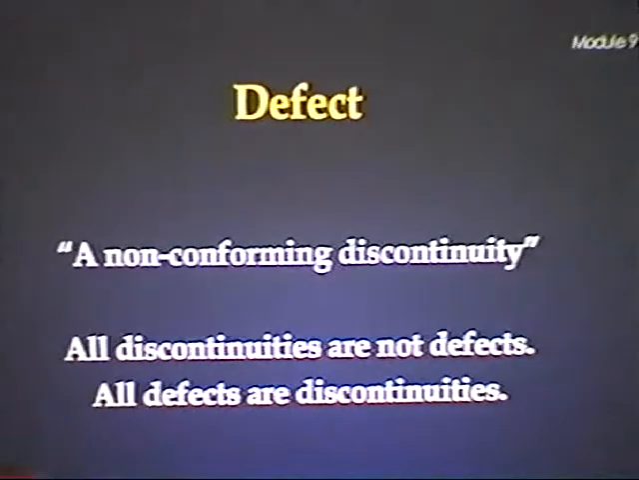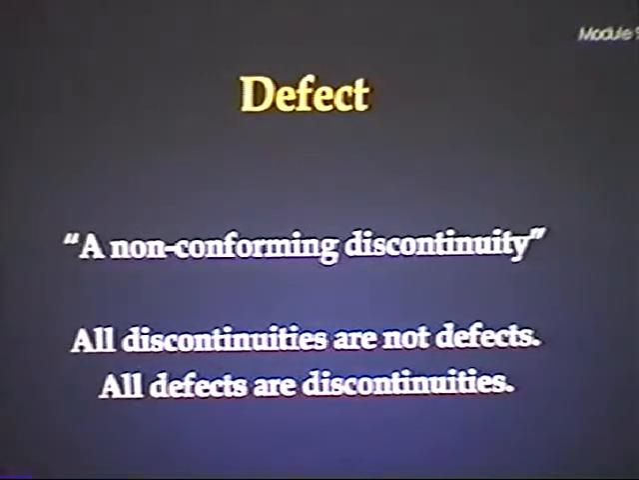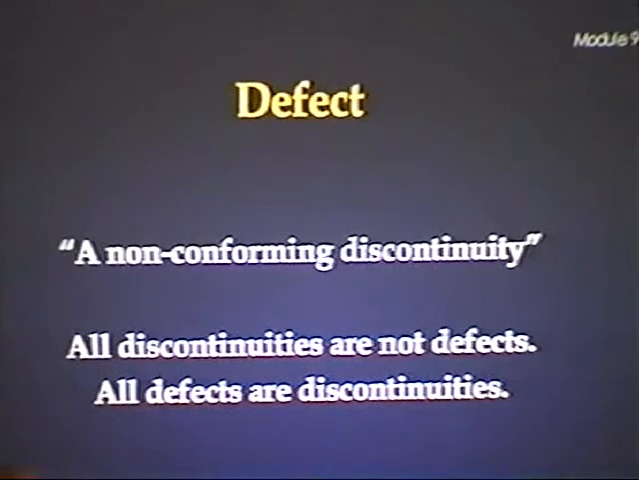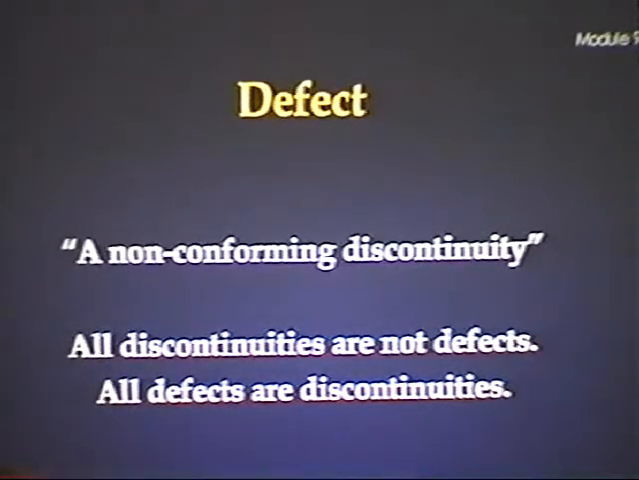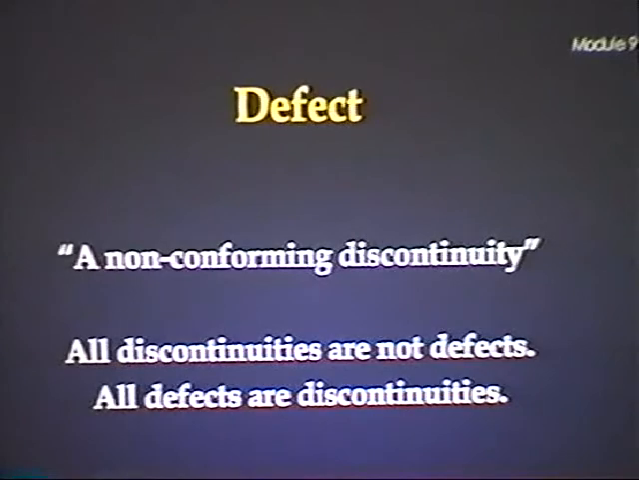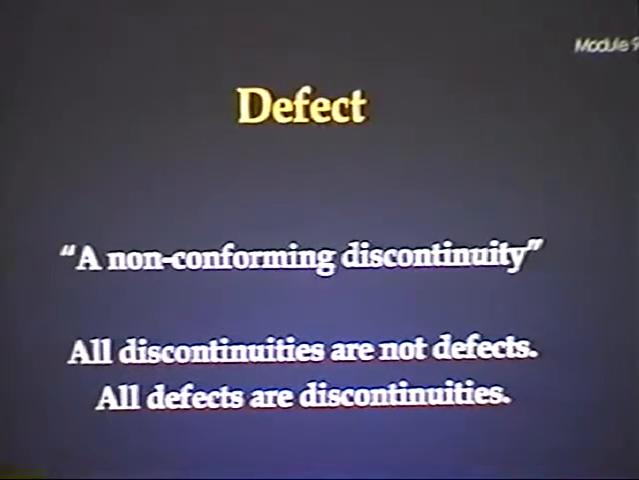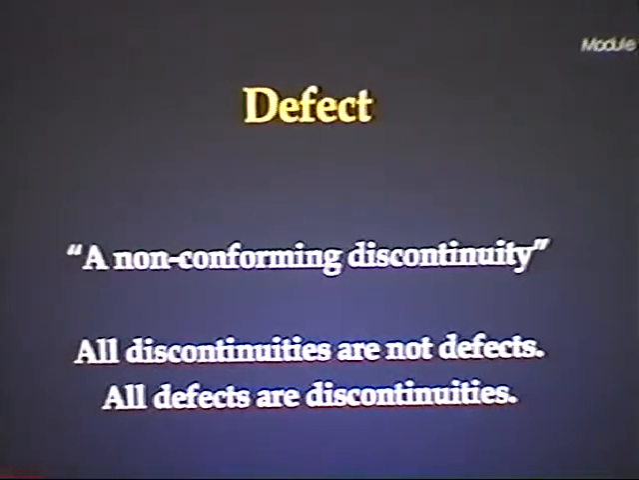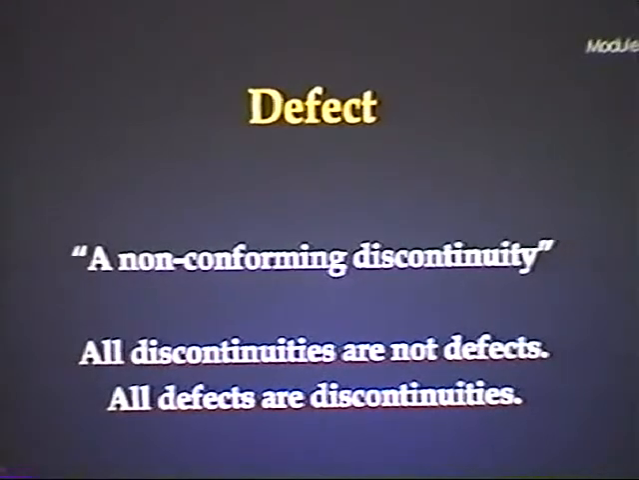A defect. A defect is a non-conforming discontinuity. Well, what's that mean? It means that that discontinuity exceeds allowable, acceptable limits. So every defect is a discontinuity, but not every discontinuity is a defect. Because you can have a discontinuity, an interruption of the weld metal, but if it's small enough, if it's within code, it's acceptable. So some discontinuities are acceptable, but no defects are acceptable.